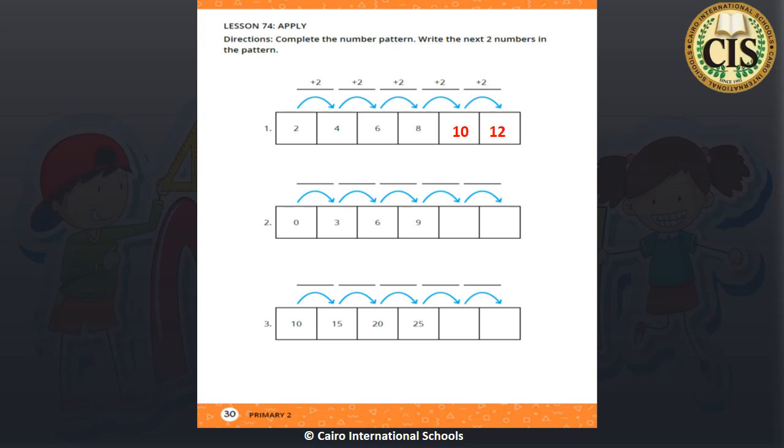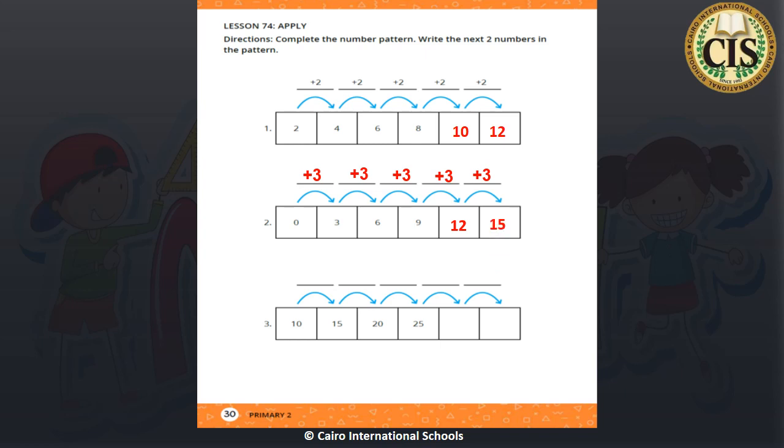The next one, 0, 3, 6, 9. So how to find the pattern rule? The numbers are getting bigger, so each time we are adding 3. How do we find the difference? 3 minus 0 equals 3. 6 minus 3 equals 3, and so on. And this is increasing, so we must add in the pattern rule. So 9 plus 3 equals 12. 12 plus 3 equals 15, and so on.